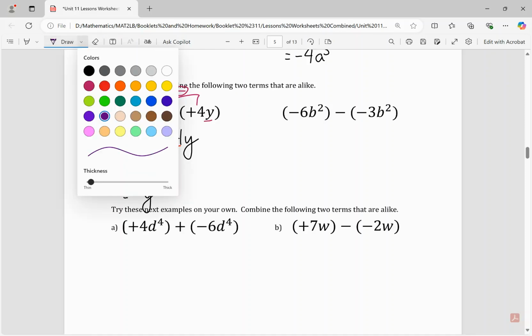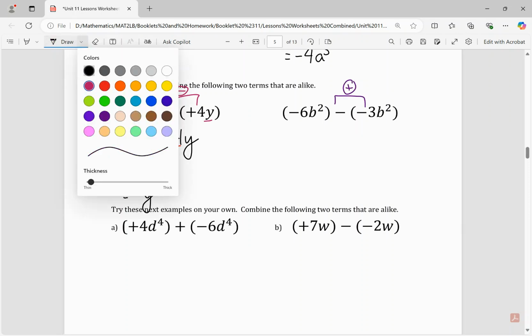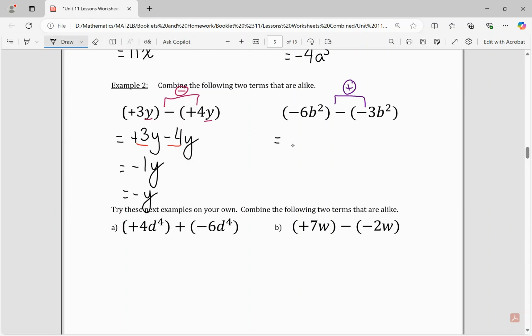In this next example, two negatives make a positive, so we're going to rewrite this problem as negative 6b squared plus 3b squared. And then because they're like terms, we can add the coefficients. Negative 6 plus 3 gives me negative 3, and then the variable and the exponent stay the same.